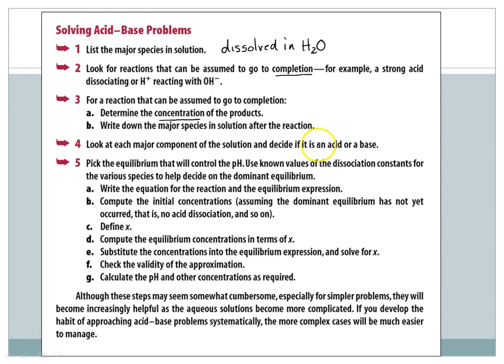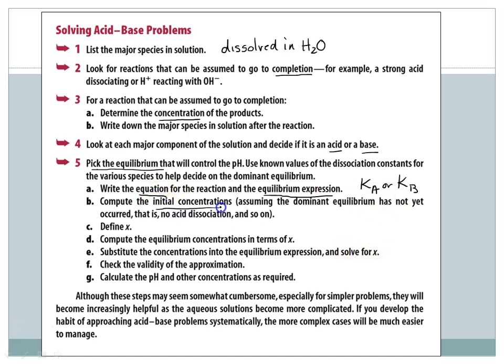Look at each major component of the solution and decide whether it's an acid or a base. So are you looking for hydrogen ions or are you looking for hydroxide ions? Step 5. Pick the equilibrium that will control the pH. So if you have things that are not strong, things are weak, you've got to look for things that are going to directly affect the pH. So look for those hydrogens and hydroxides. Write your equation for the reaction and the equilibrium expression. So this is going to be either your Ka or your Kb, depending on what you're talking about. So always write out your equilibrium expression.